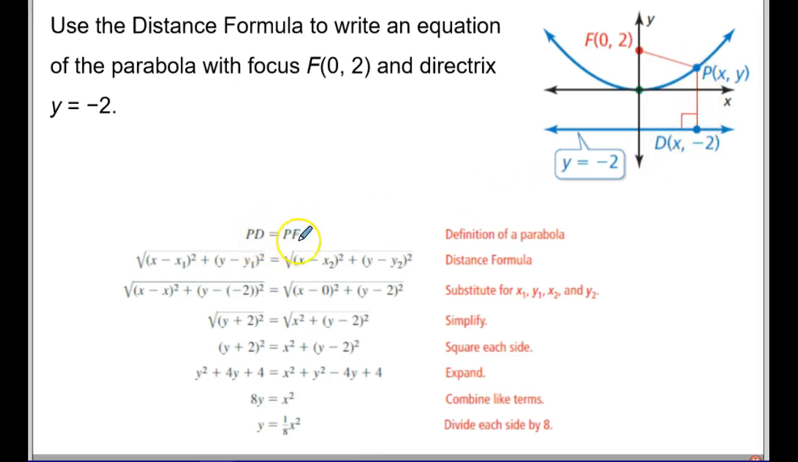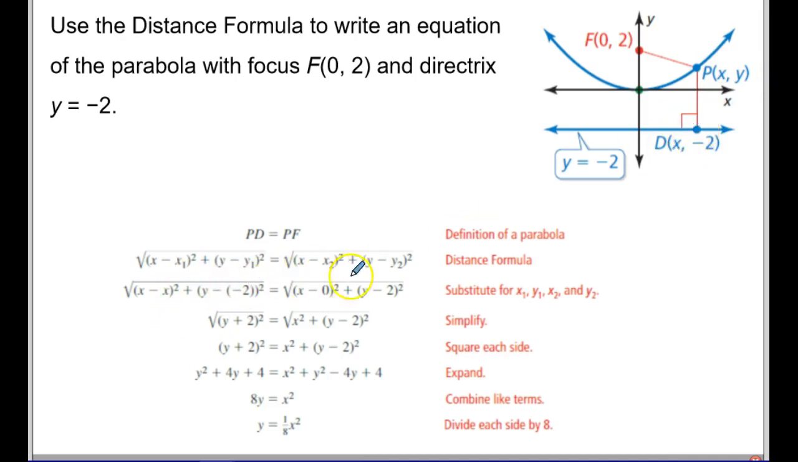Okay? So since those are the same length, I can set them up the same. I'm going to use my distance formula twice here. I've got the distance formula to find the length of PD and the distance formula to find the length of PF. That's what these two are. Now I can plug in the values that I know. I know the point here. I'm going to use x and y for this point because I don't know that for sure. And then I have x comma -2 because that would be this point right here.